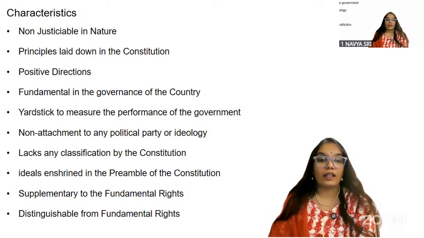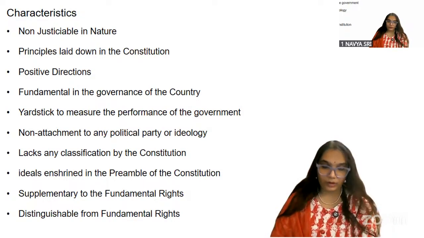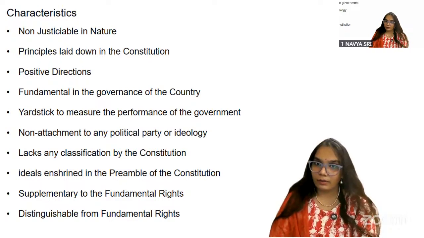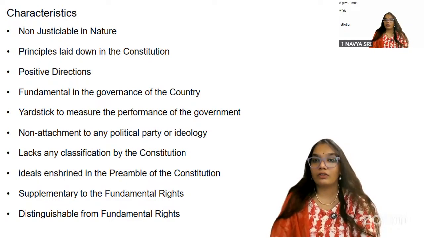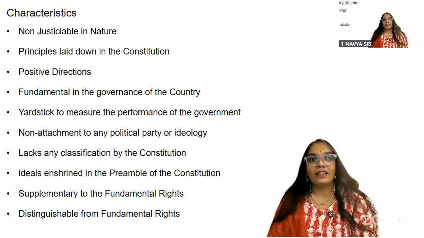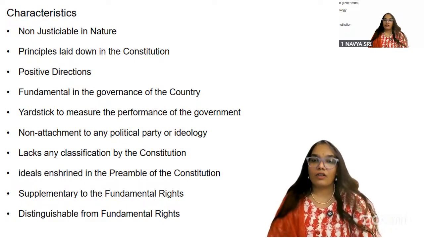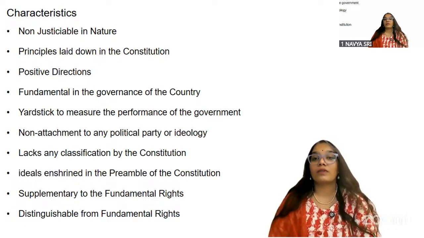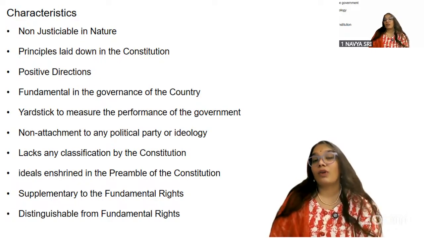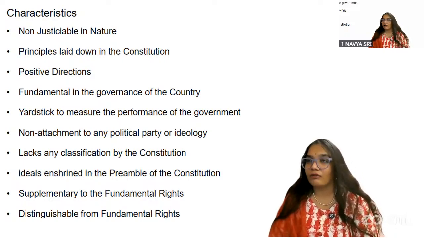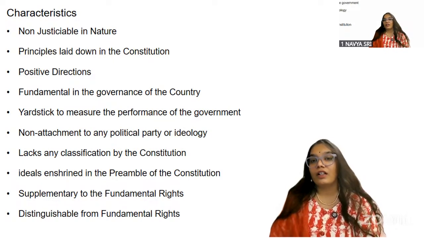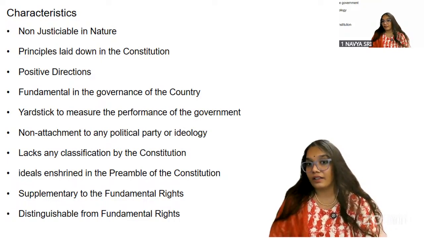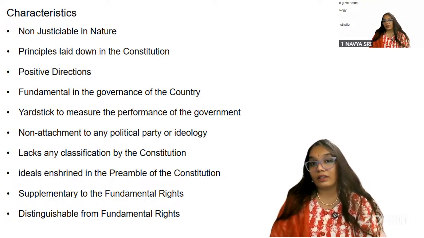Now let us understand the characteristics of Directive Principles of State Policy. They are non-justiciable in nature. Principles are laid down in the Constitution, of course, not vaguely set out; they have been laid down since the beginning of the Constitution. And positive directions. Now, what are positive directions? Fundamental rights are both positive and negative in nature, whereas DPSPs are just positive in nature. There's no negative to it. Why? Because it does not interfere with the functions. They are not negative, they are not restricted, they are all positive in nature for positive development.